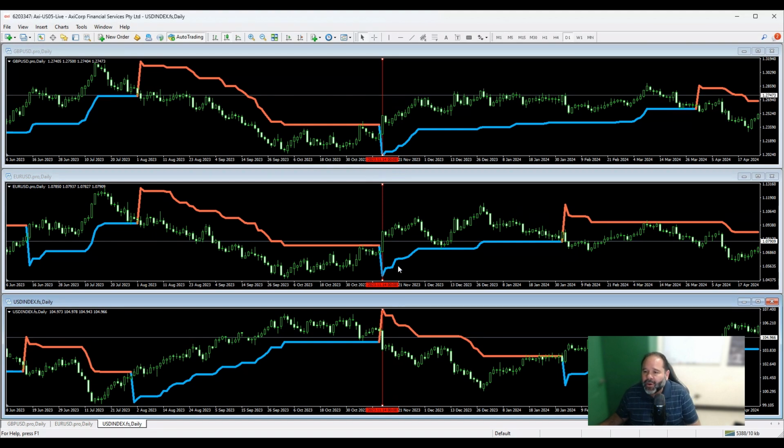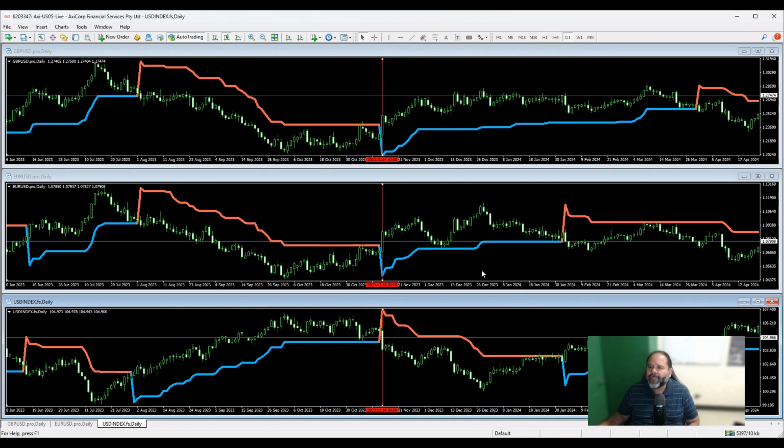Now, what happened on November 14? Then the euro went up. If the euro goes up, then GBP must go up, right? And if euro goes up, then dollar index is going to go down. And you see it clearly here. Dollar index going down, euro up, GBP going up.